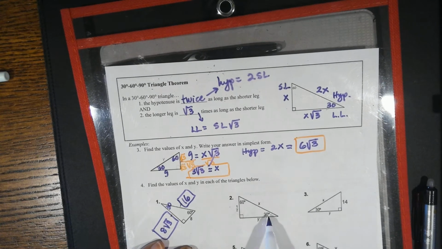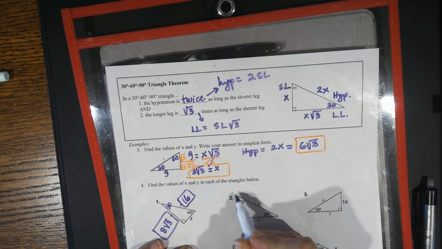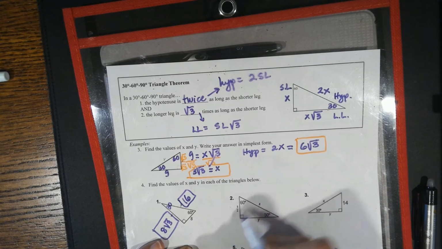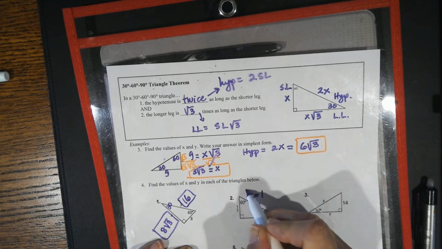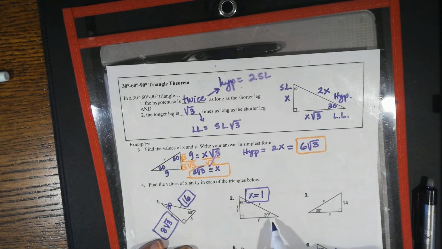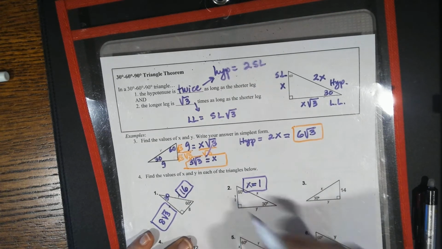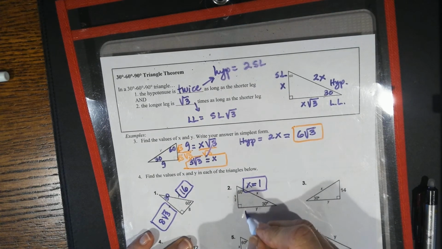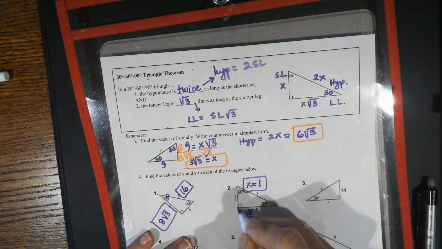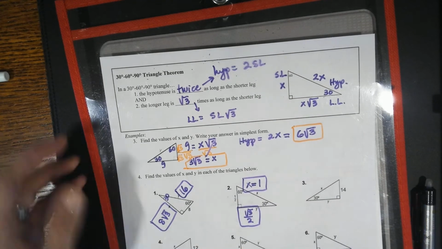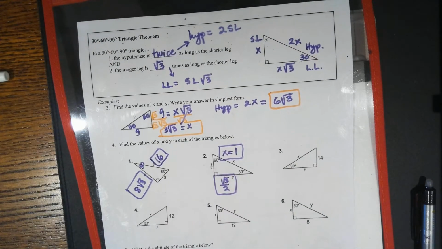Okay. The 30 is across from 1/2. So the 1/2 is the smallest. Right? The hypotenuse is twice that. And the y is equal to this times root 3. So this will be root 3 over 2. As simple as that. Number 3.